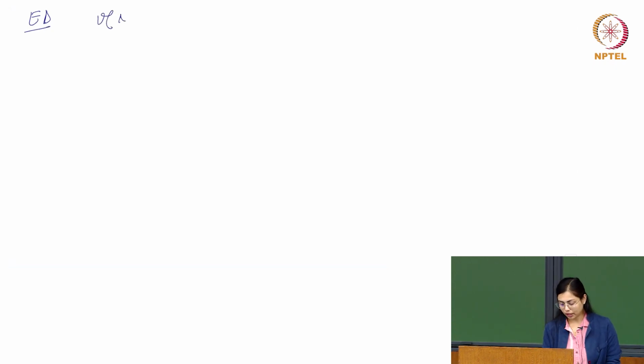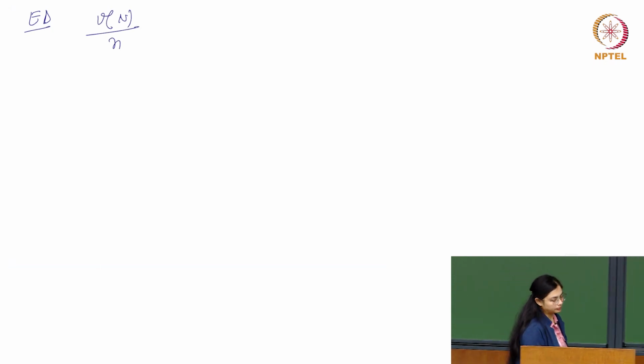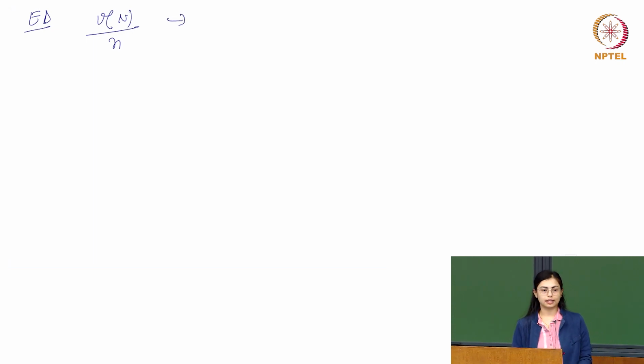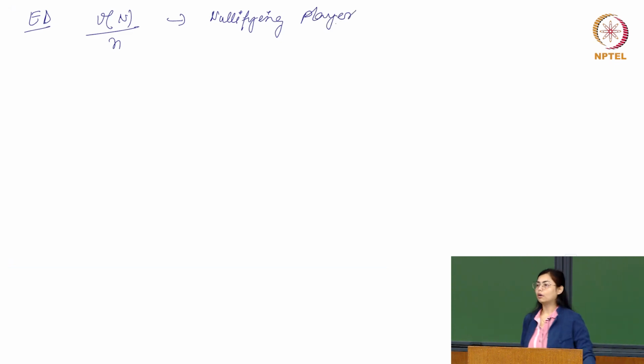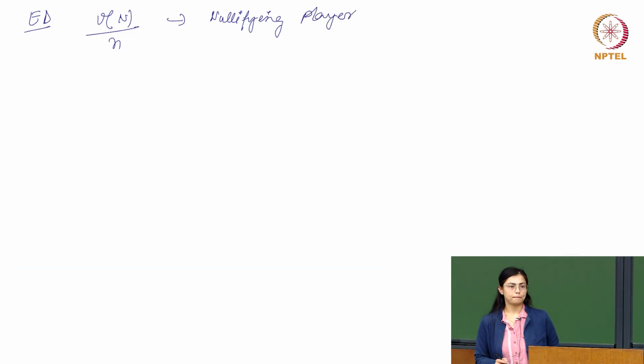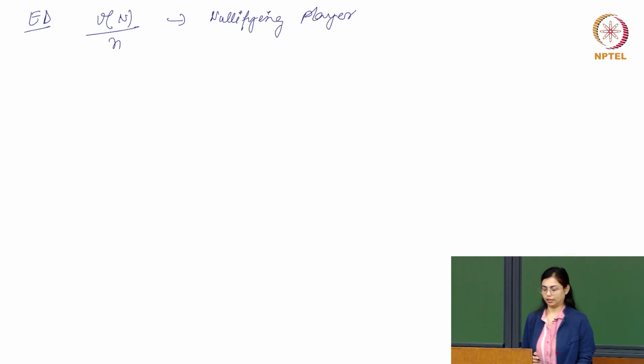We discuss equal division, right? Equal division, or egalitarian, is simply that we equally distribute the worth of the grand coalition among the players. And what are the axioms? Its characterization is almost similar to the Shapley, the only difference is that it satisfies the nullifying player. Do you remember what the nullifying player is? It's almost similar to the null player, right? Whenever he is in that coalition, the worth is always 0, right?